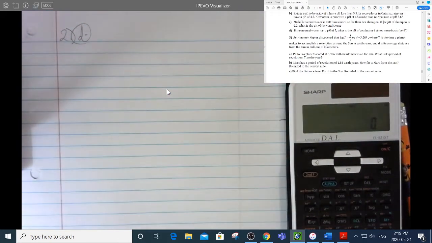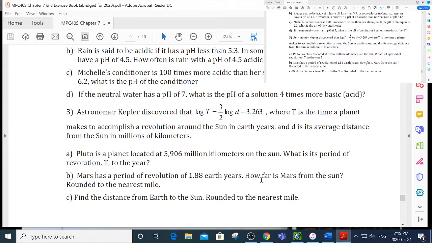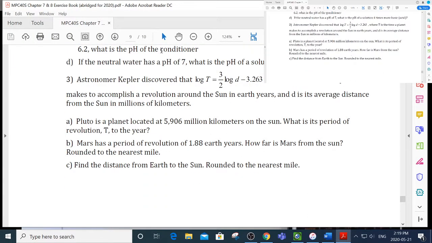All right, let's look at 2D. 2D says, if neutral water has a pH of 7, what's the pH of a solution 4 times more basic? And then for some reason they put acid in brackets. I don't know why they're doing that or why they're saying that. But okay, whatever. How about we approach it this way?